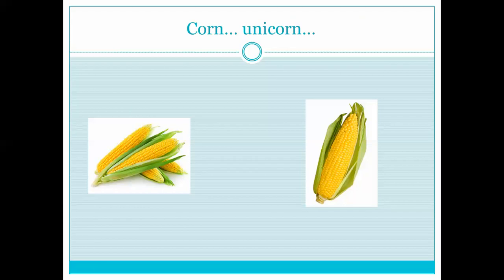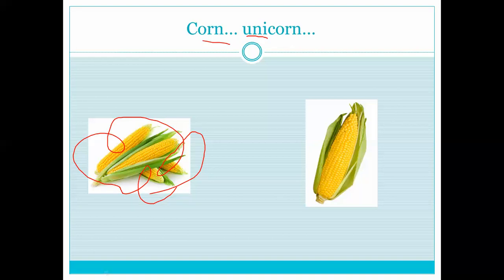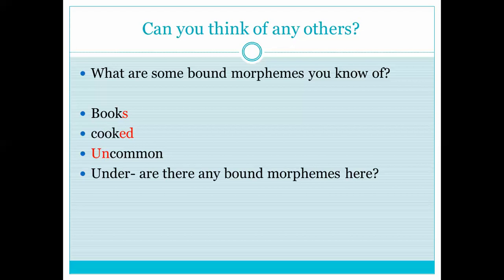Corn versus a unicorn. And yes, this is not an actual unicorn, but corn, lots of corn, right? This is lots and lots of corn. It is a free morpheme. The word corn can function by itself. Uni before corn cannot. This guy is all by himself. He is unicorn. So, thinking about some bound morphemes that you know of, we've seen the s for plural, we've seen ed for past tense. Another would be the un in uncommon. This is a bound morpheme because un is never going to function by itself.